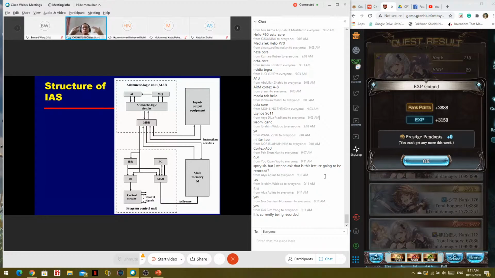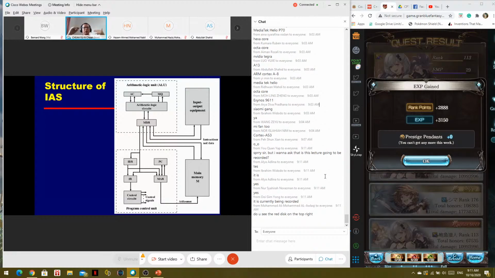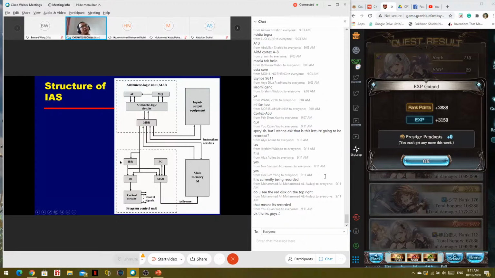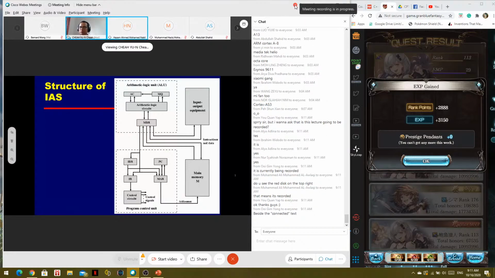Now again, this one we will cover a little bit later. We will talk about how the ALU manipulates all these registers in order to produce a result. But this one is just a very high level to introduce to you some of the basic structures of the IAS machine. All right.